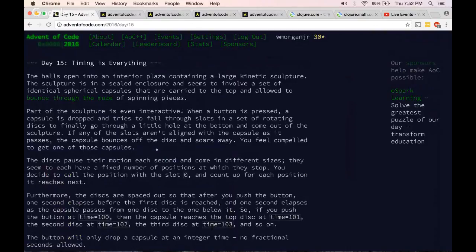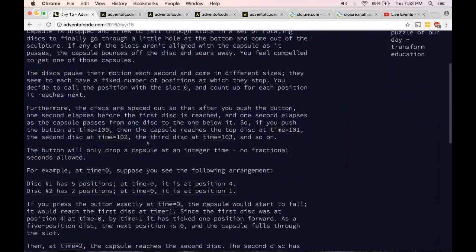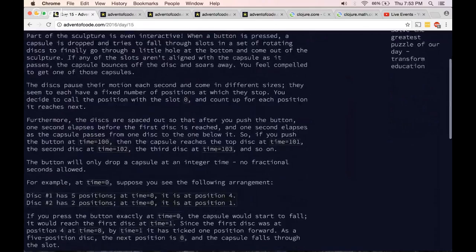This problem is sort of like a state machine type problem, but it's very much a modular arithmetic kind of trick. There are a bunch of disks with holes in them, and you're trying to find the point at which, as they're all rotating, all of their holes line up.